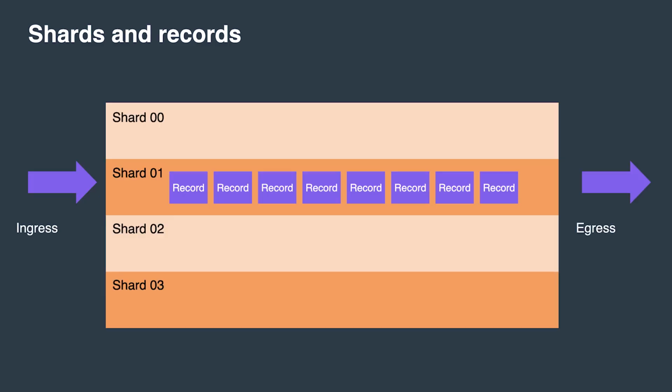Inside a shard, you're going to have records. Records are an immutable unit of data stored in a Kinesis data stream. Records are composed of a sequence number, a partition key, and a data blob. Kinesis data stream doesn't inspect, change, or interpret the data blob in any way. The partition key is a value that will define in which shard this record is going to be stored. You are going to set that partition key.